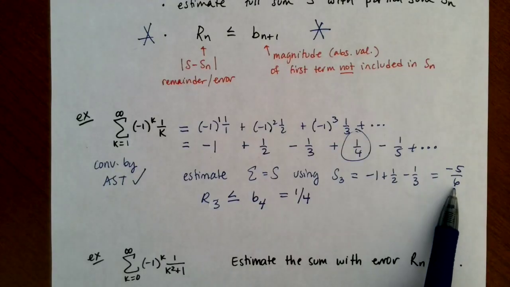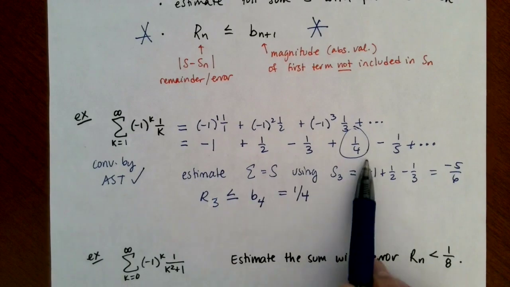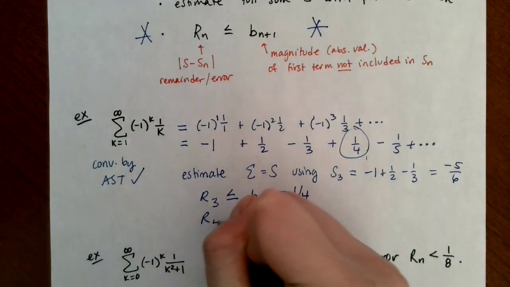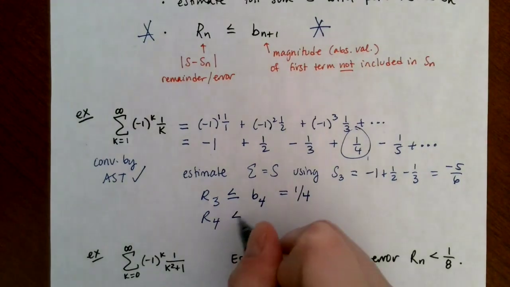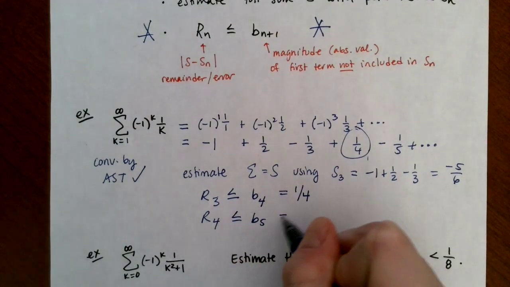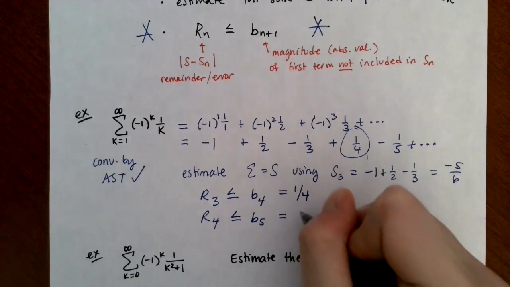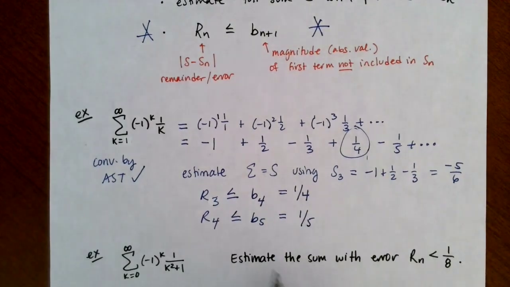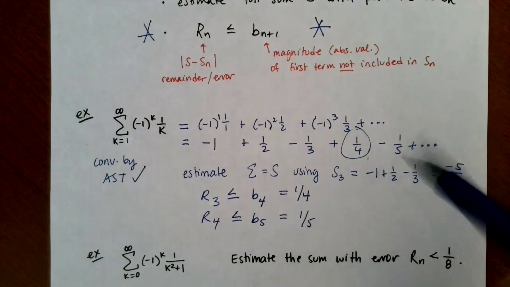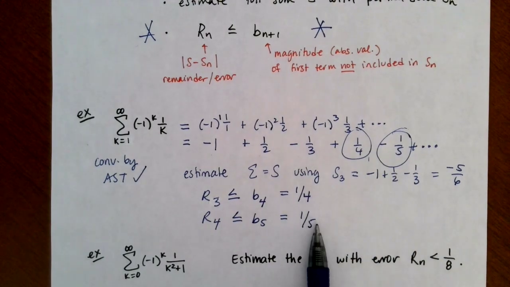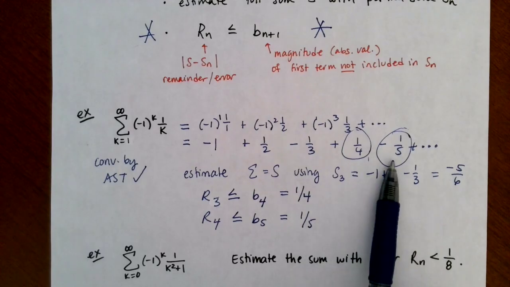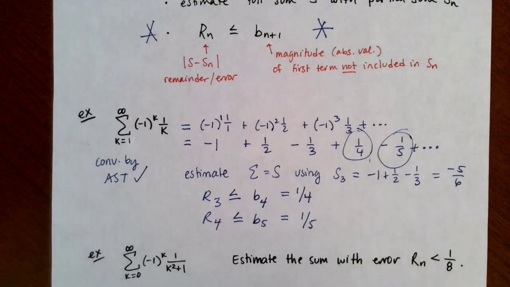If I was going to add up the first 4 terms for a closer estimate, then I would be worried about R4. That error is no more than B5, which is still positive 1/5, right? So we're always taking the magnitude of the first excluded term from the partial sum. For this one, it would just be a fifth, even though the whole term is -1/5.